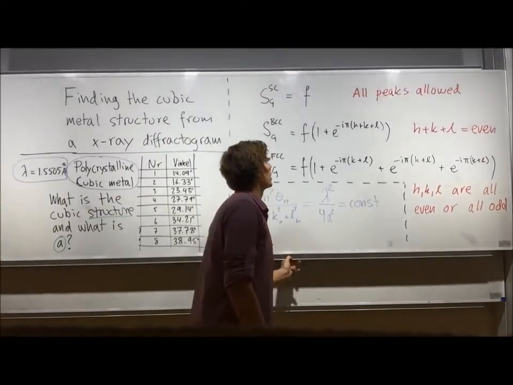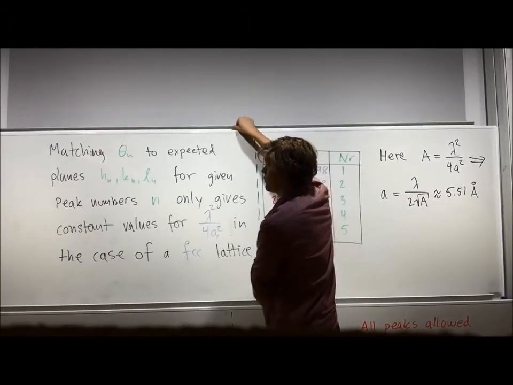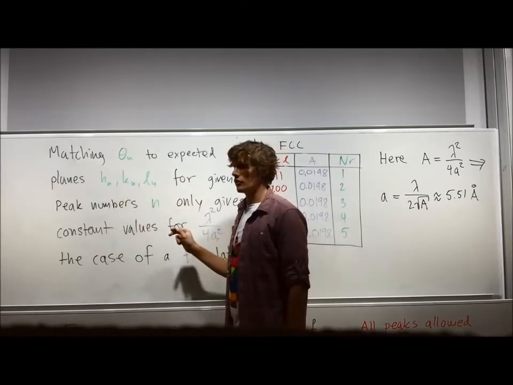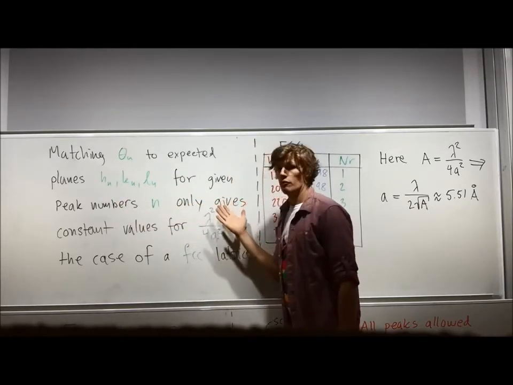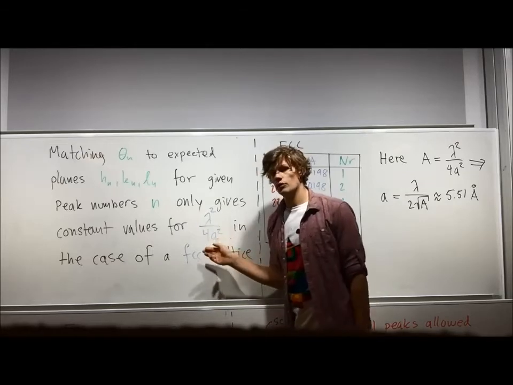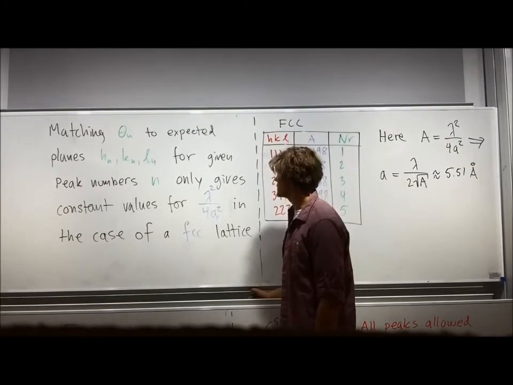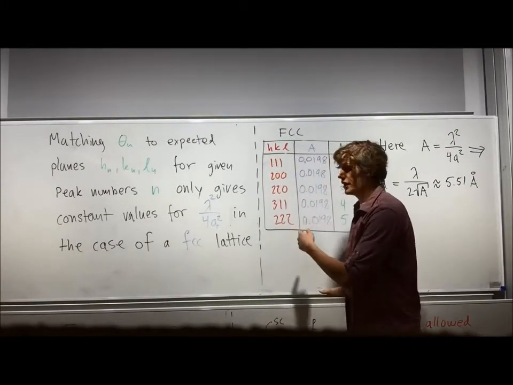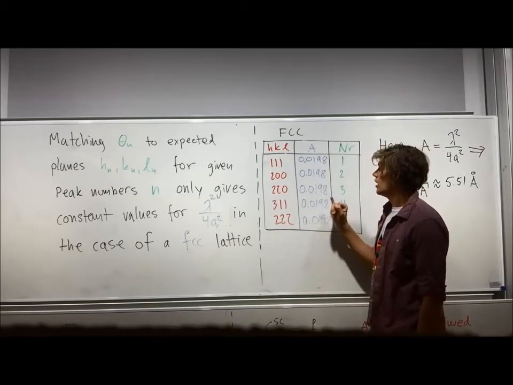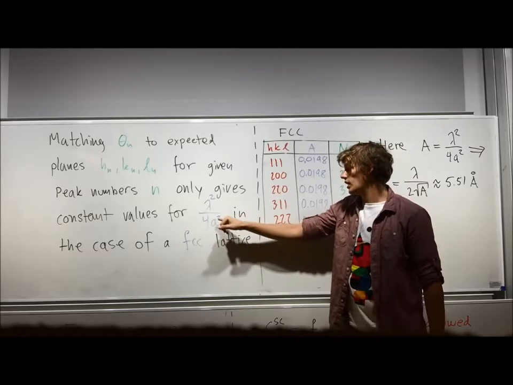So basically what we do is trying to match the angles with the expected planes we get for a certain lattice and for a given peak number. And then we print out the values for lambda squared divided by 4a squared. And it turns out, you can do the calculations yourself, that only for the FCC case, as you can see here in my diagram, is this A here, representing this value here, constant.